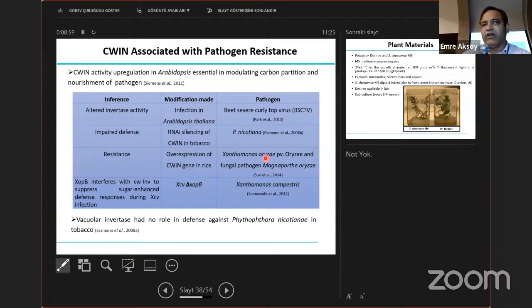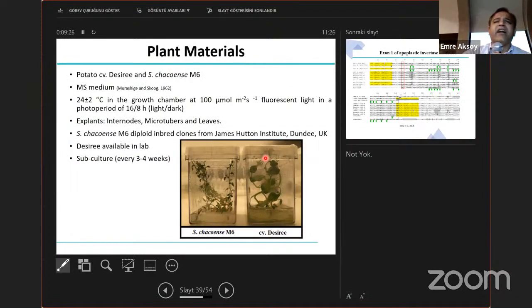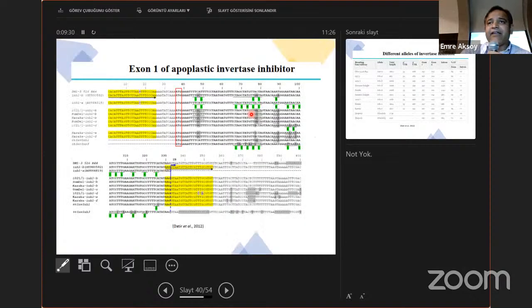So the point I want to raise is that this invertase activity is upregulated in Arabidopsis, essential in modulating carbon partitioning and nourishment of pathogens, and an increased level of this will lead to the ability of the plant to resist the pathogens. And what the inhibitor does is inhibit the function of that vacuolar invertase. So we used diploid and tetraploid potato for that purpose. And yes, first we characterized the gene.